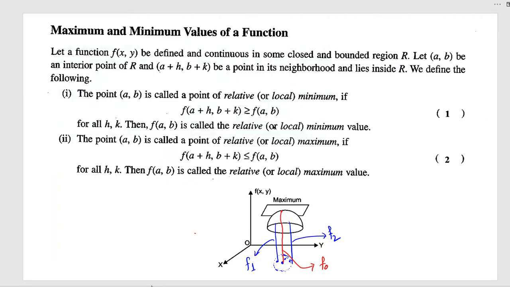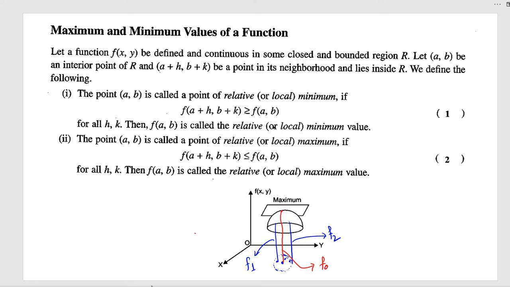Now, similarly, when we talk about several variable functions, a minimum point or a maximum point. First we will define it, because for several variable functions, the global maxima or the global minima is difficult to find. That is why we will be interested in finding the local minima or local maxima.